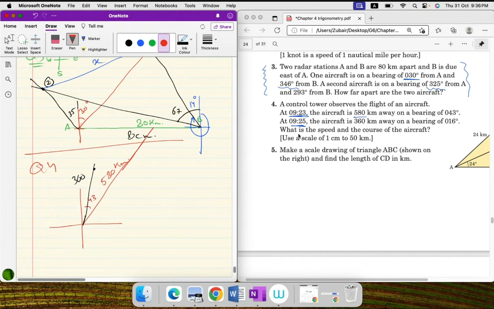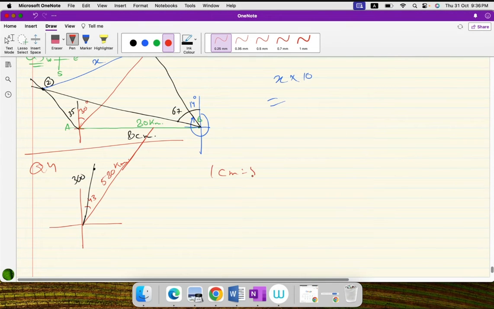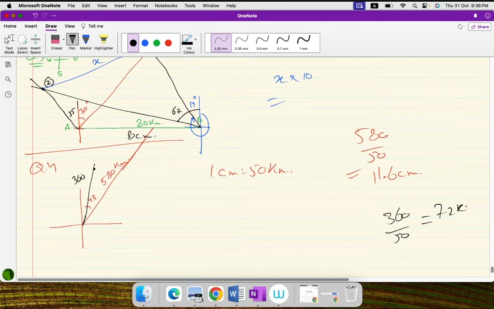Now it says, what is the speed and the course of the aircraft using a scale of 1 centimeter to 50 kilometers. So 1 centimeter is to 50 kilometers. So definitely 580 by 50 is going to be 11.6 centimeters. And on the other hand, 360 by 50 is 7.2 centimeters. Does it make sense why I'm dividing by 50?